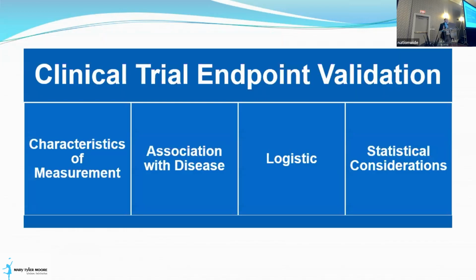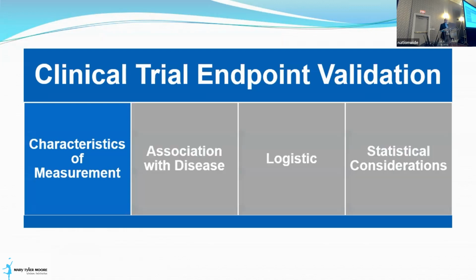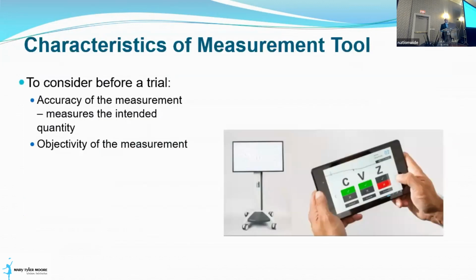So what is needed from clinical studies towards this goal of endpoint validation? There are really 4 bins that I'm going to briefly touch on today: characteristics of measurement, association with disease, logistics, and then briefly statistical considerations. So, characteristics of the measurement.